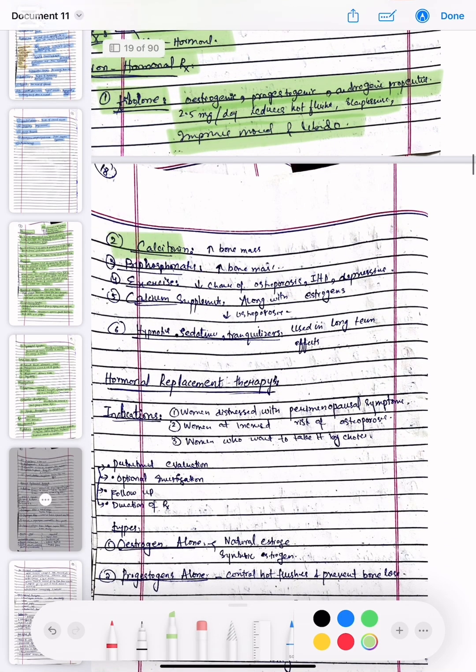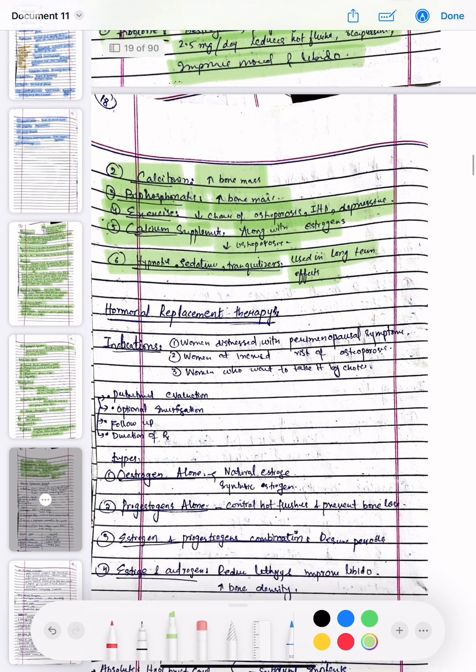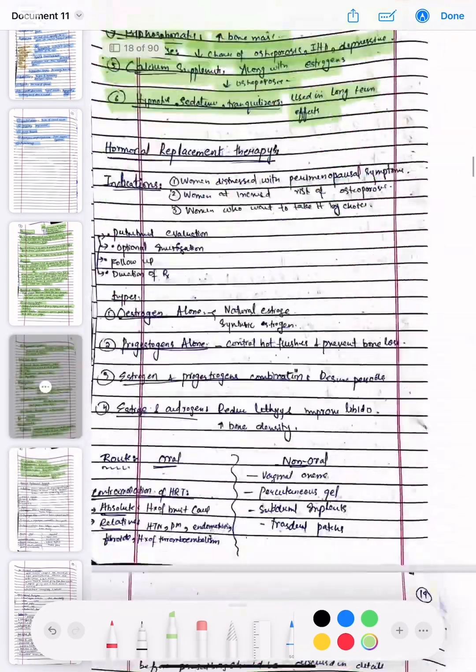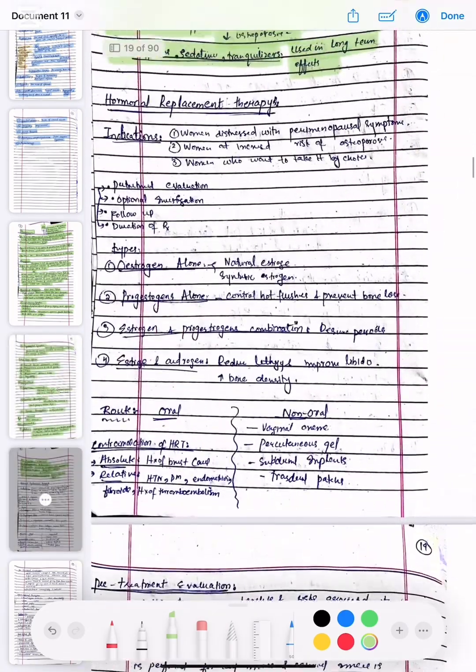Now, calcitonin is given, which increases bone mass, and bisphosphonates are given, which increase bone mass, and exercises decrease the chance of osteoporosis and depression. Then calcium supplements are given along with the estrogens, which decrease osteoporosis, and hypnotic sedatives and tranquilizers are used in long-term effects. Okay, so this is hormone replacement therapy.